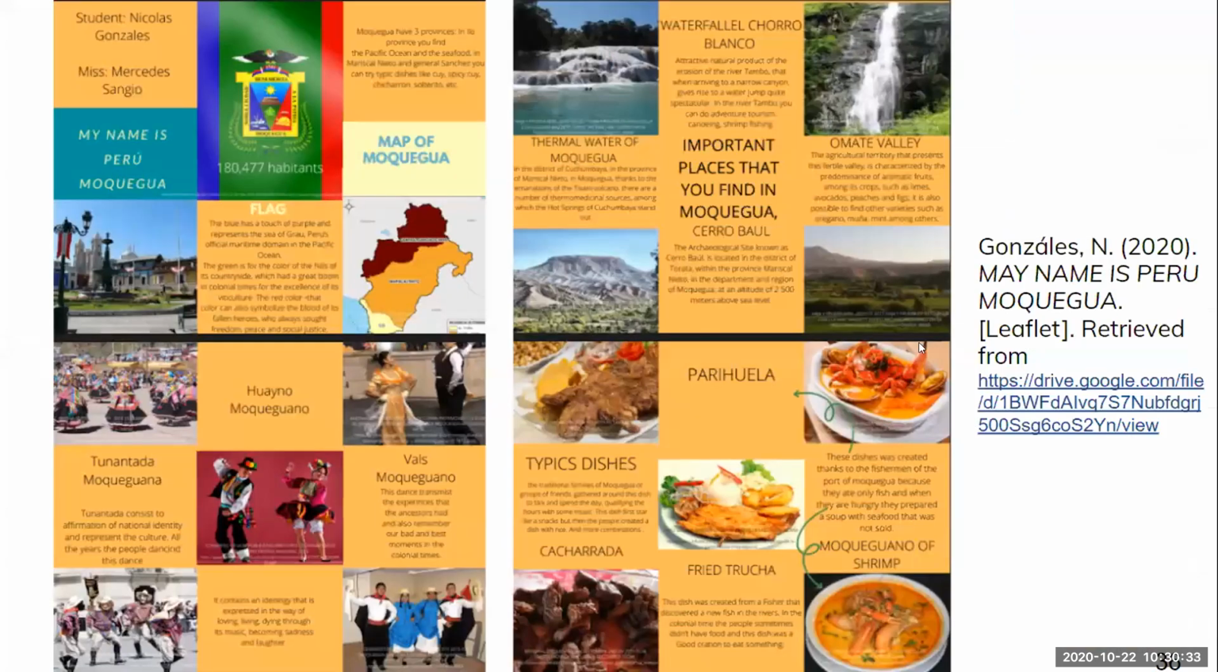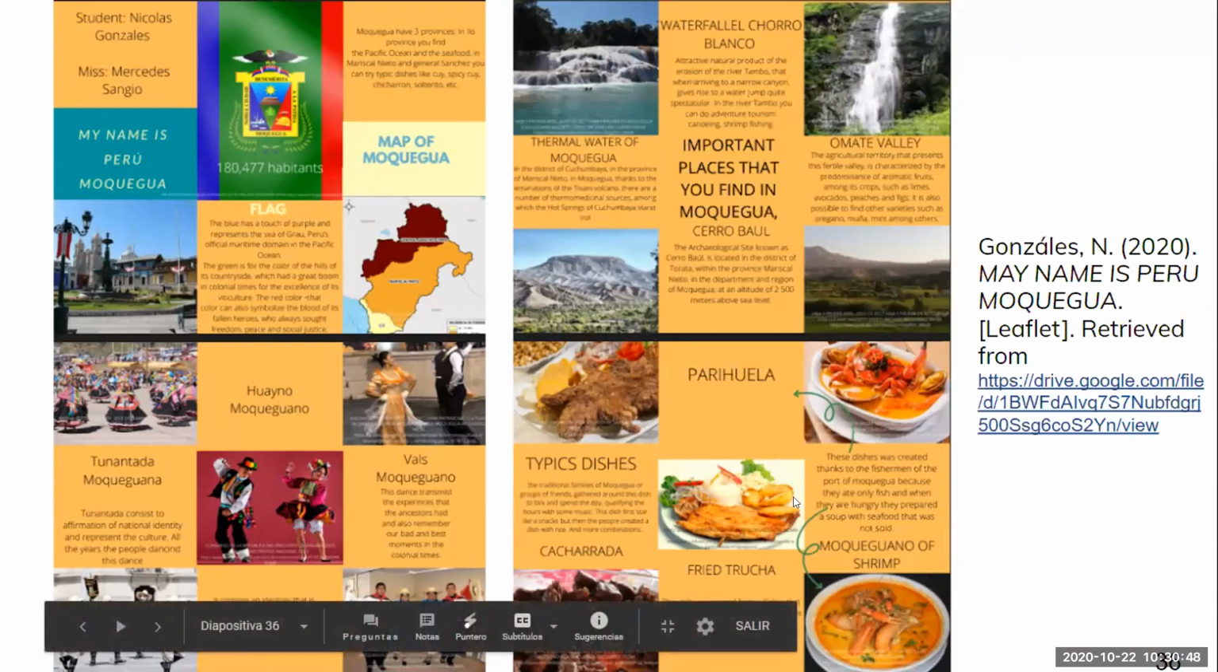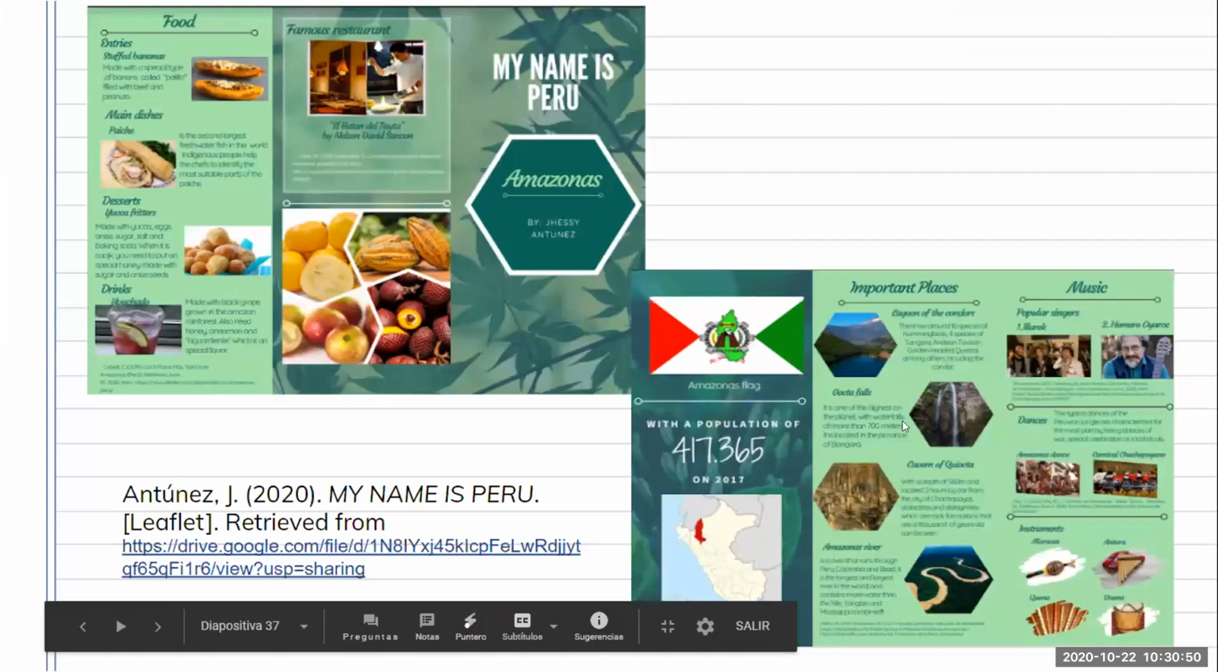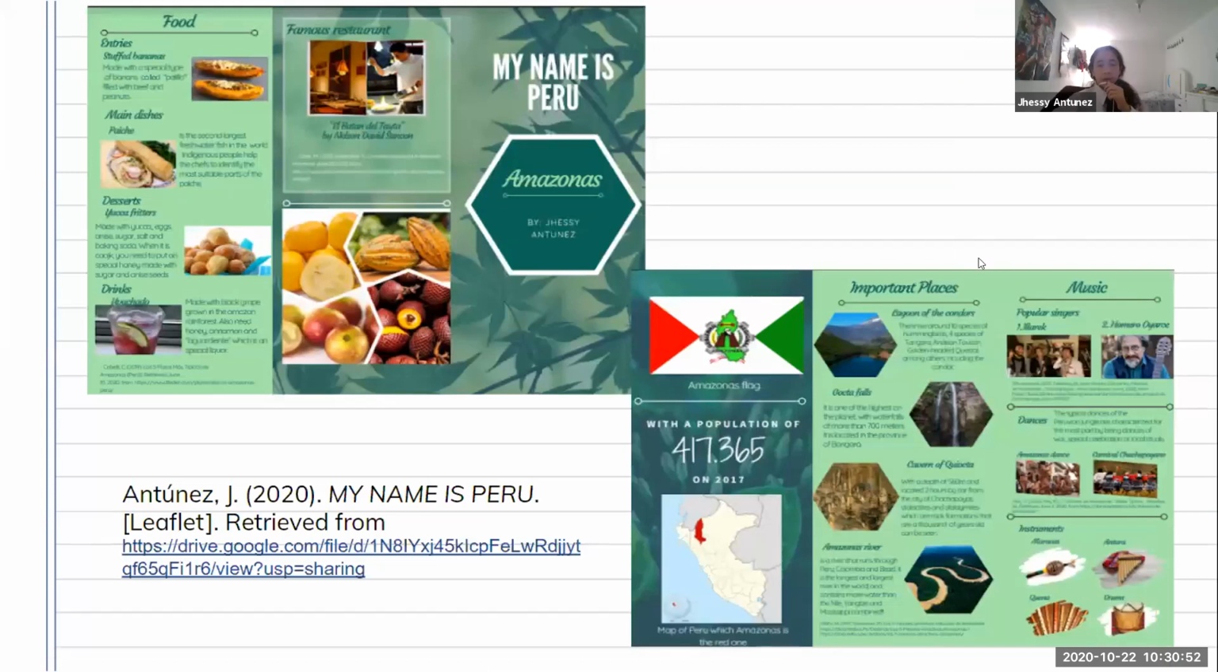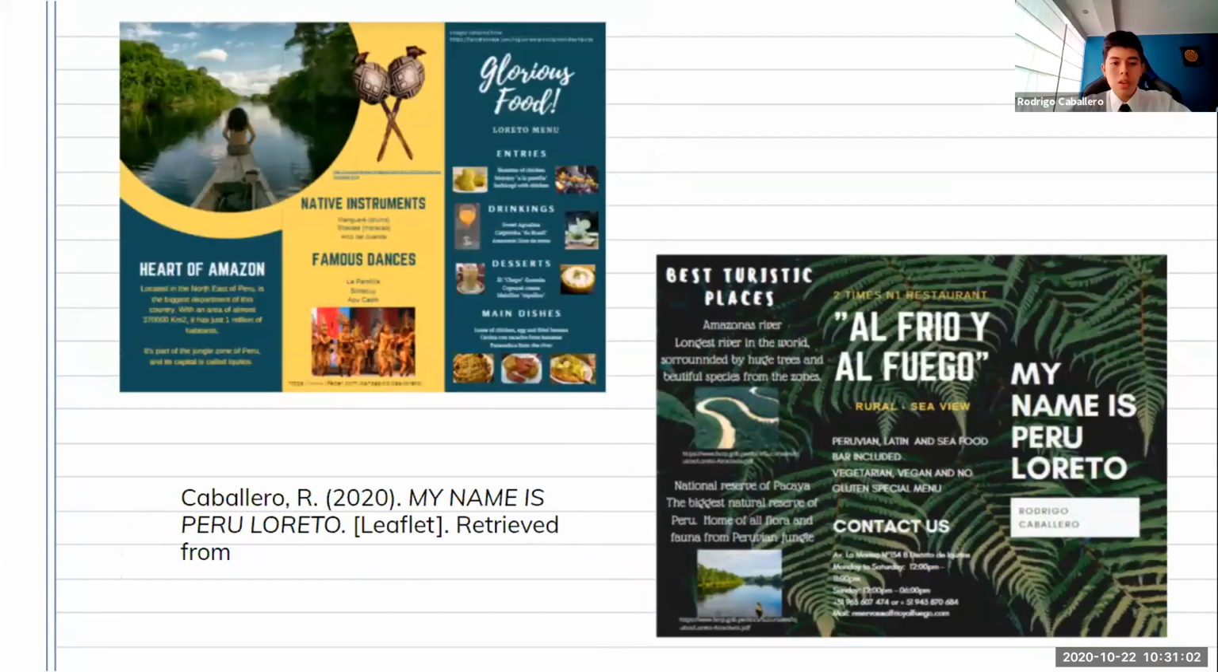My leaflet is a crossfold because it has 6 columns. Also, we can find different information about the typical food and all about Moquegua. This is my leaflet in which I try to summarize all the information previously obtained by making the worksheets, and it's a concertina fold. It has 6 sites to advertise. This is my leaflet in which I included main information obtained during the investigation.